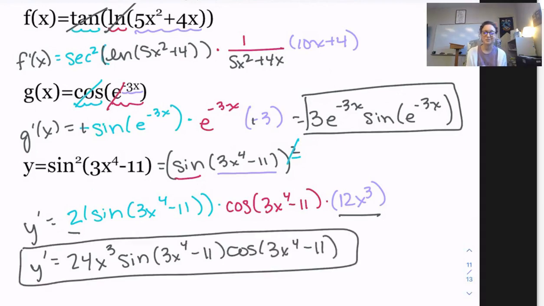So that is how we deal with grandma when we have more than one composition.